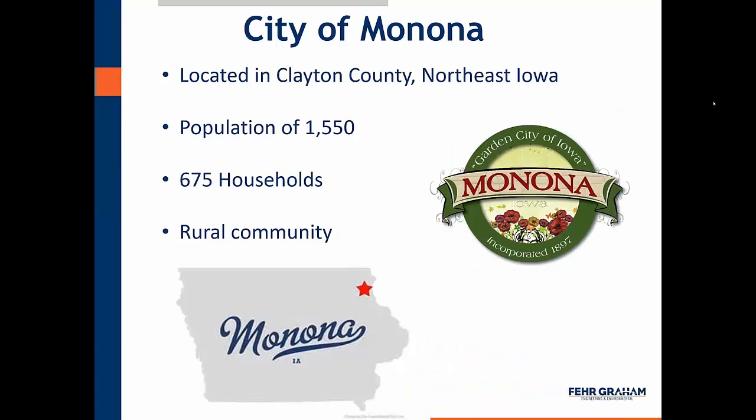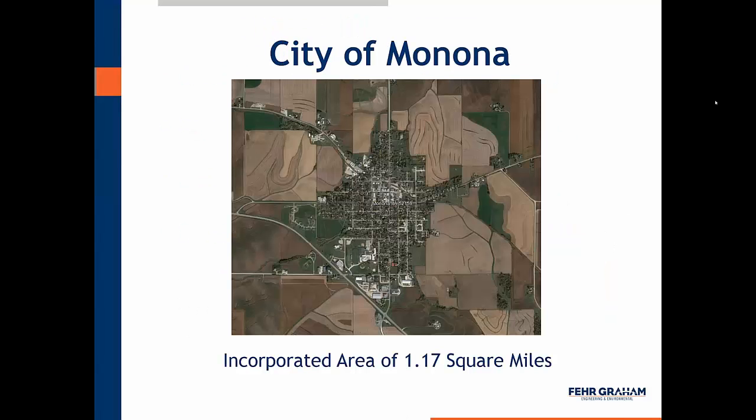Just for some background, City of Monona is located in Clayton County in the far northeast corner of Iowa. Smaller community, rural community, population of about 1,550, about 675 households. So just a traditional Midwest rural community. And here, showing an aerial photo of the community, just to kind of give you a scale. This isn't a large city. Area of the community about 1.2 square miles. As you can see, we got a lot of rural area, farm ground around.